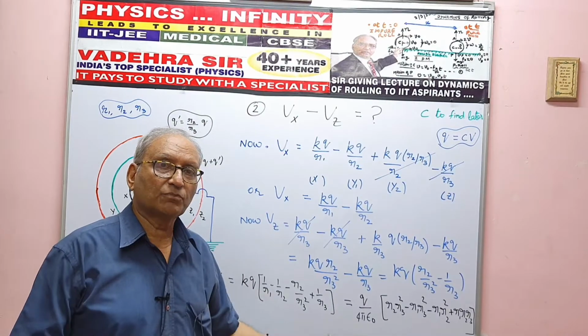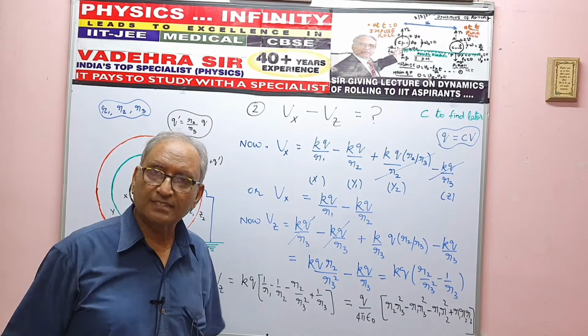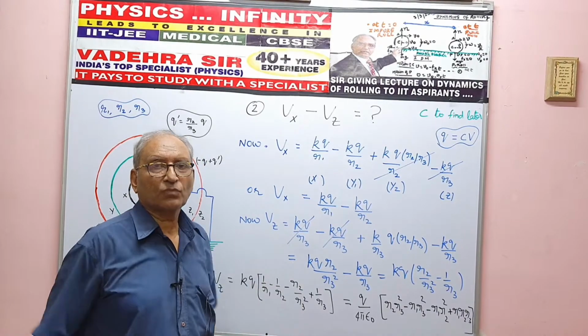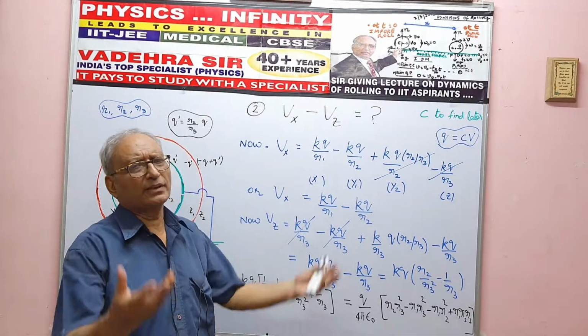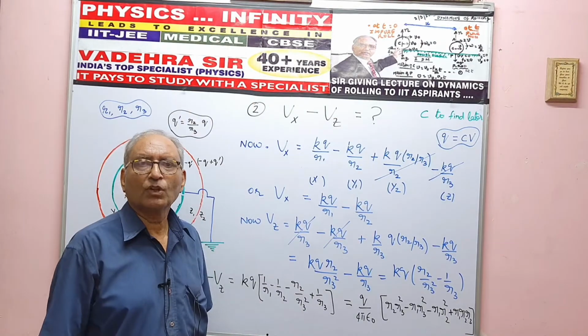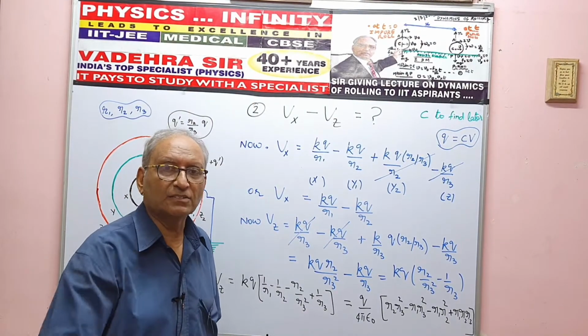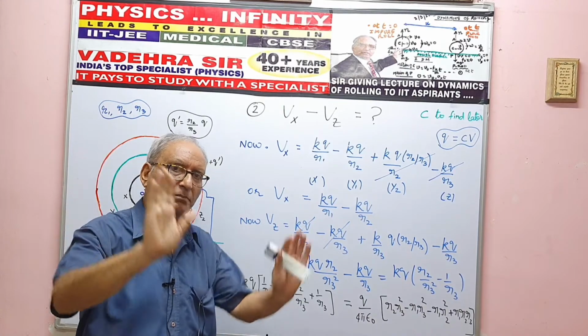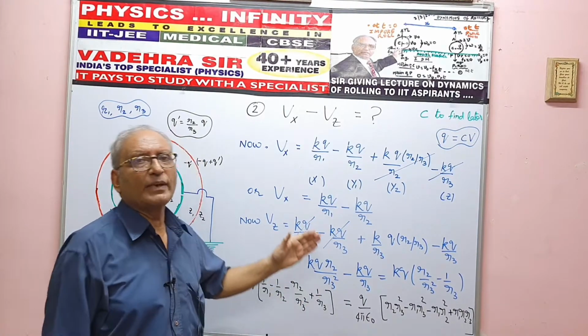Once we know the charges on the various faces, we can easily find the potential on each plate. Anyway, Vy is 0, it's an earth plate. And then we can find Vx minus Vz. Once we do that, then we can find capacitance, but one by one. Let's find Vx minus Vz.